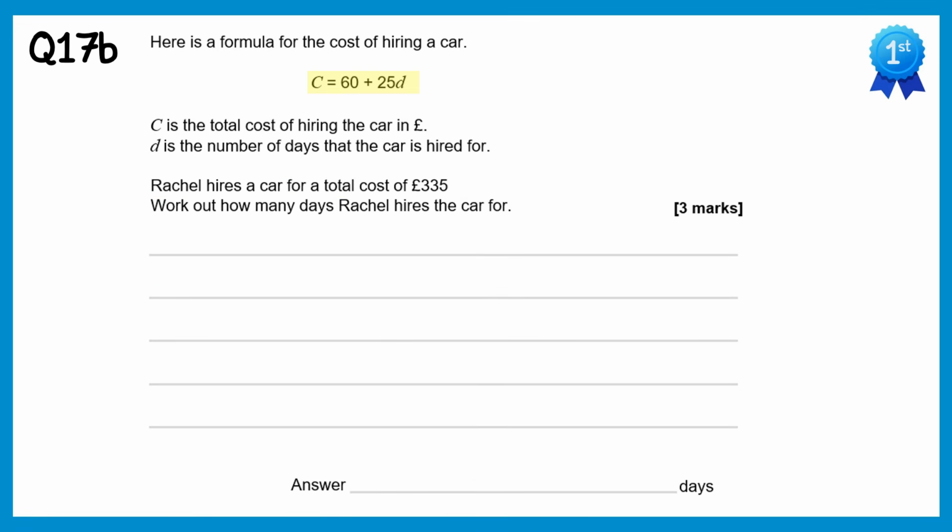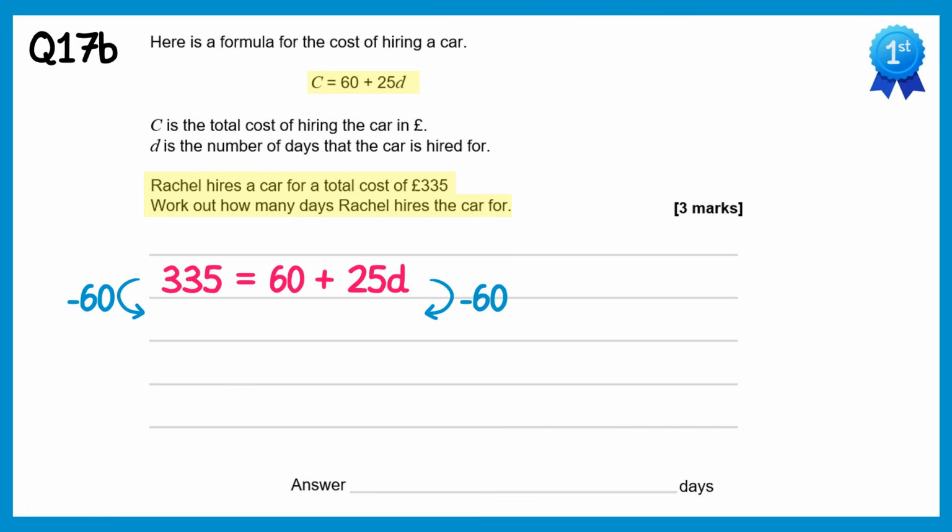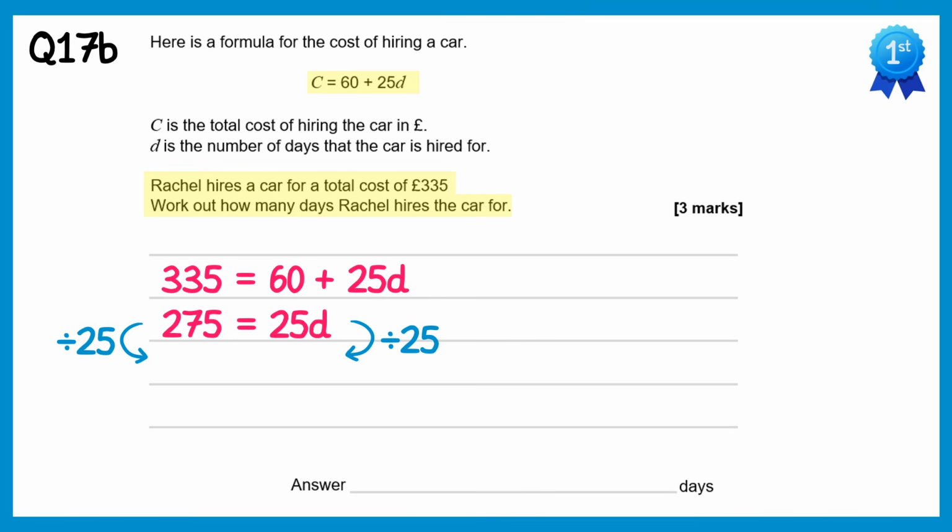In the second part of this question, we still have the same formula, but this time we're told the cost for Rachel's hire. And we need to work out how many days she hires the car for. So we can replace the c, the cost in the formula, with 335. So it's not c equals, it's 335 equals 6d plus 25d, since we don't know the number of days. Now this is just an equation to solve. Let's subtract 60 from both sides. If you subtract it from the left, you get 275. And if you subtract it from the right, it will cancel the 60 that's already there, so we've just got 25d left. Now you can divide both sides by 25.